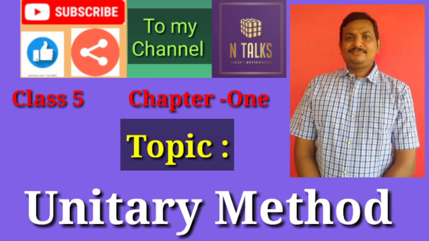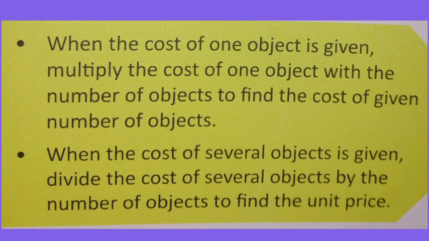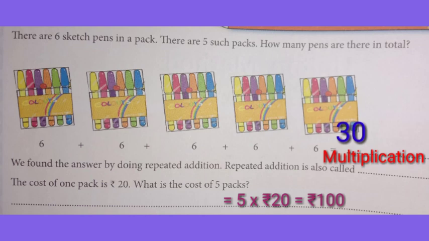In this chapter we learn to apply the concept of unitary method, find the value of multiple units from the value of a unit, and find the value of a unit from the value of multiple units. When the cost of one object is given, multiply the cost of one object with the number of objects to find the cost of the given number of objects. When the cost of several objects is given, divide the cost of several objects by the number of objects to find the unit price.